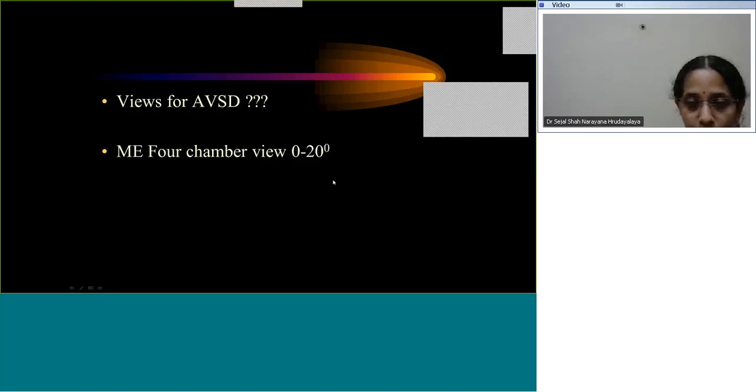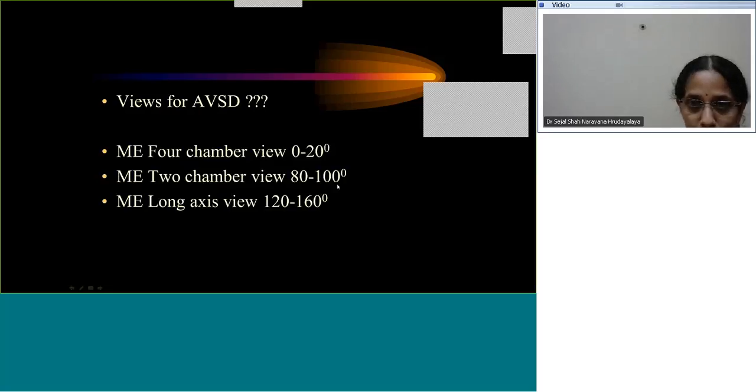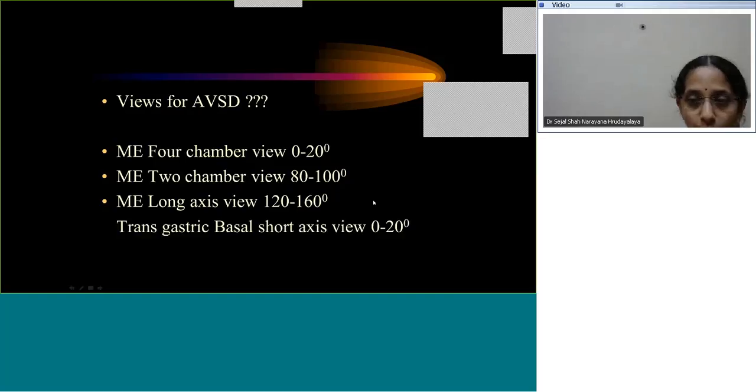Okay, so mid-esophageal four-chamber view, the two-chamber, the long axis, and what we also have to remember is the transgastric basal short axis view, where we actually get the mitral and the tricuspid valve as a short axis. You could demonstrate the cleft, you could demonstrate the site of regurgitation, the number of papillary muscles, etc.